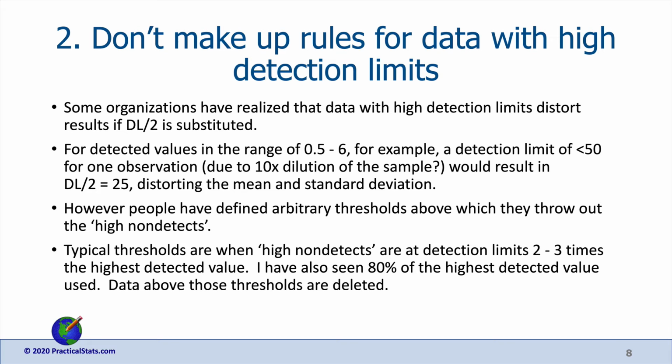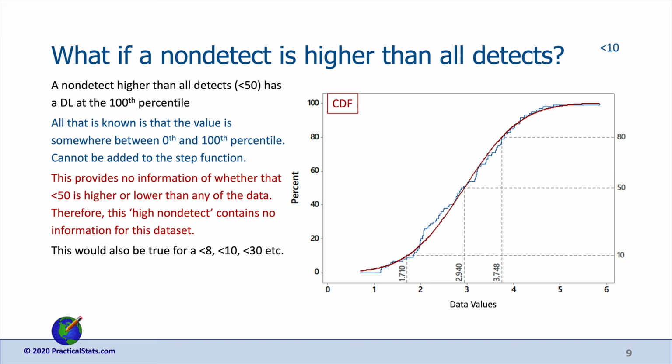So people have set arbitrary thresholds above which they throw out those nondetects that are really high in their detection limits. And I've typically seen over the years, if there are 2 to 3 times the highest detected value, then throw them away. But I've also seen lower rules. And again, I don't think there's any science behind any of these that say if it's about 80% of the highest detected value, throw it out. So the data above those thresholds are deleted. The non-detect data are deleted.